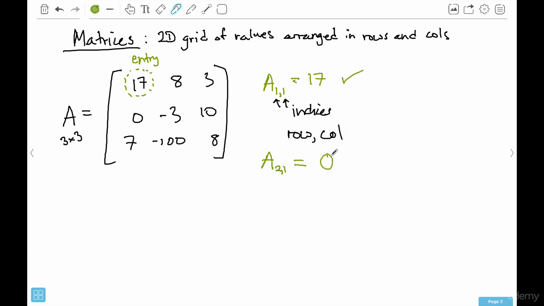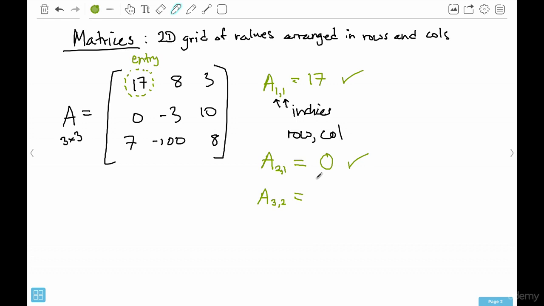So A1, 2 refers to 0. Excellent. So let's do this one more time and see if you can figure out which entry I'm talking about. So let's do something like 3 comma 2. And so I want you to take a second and pause the video and see, and we'll be right back with the answer.